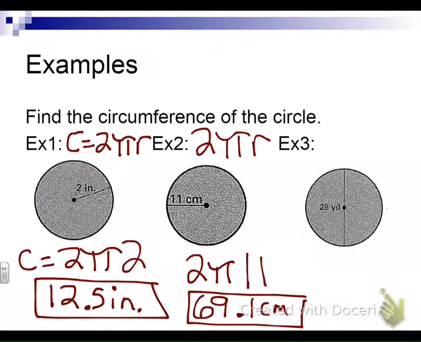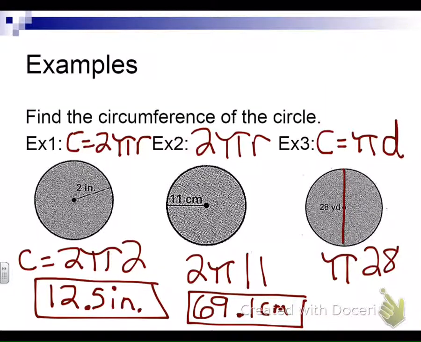Using 2 pi r? No. Circumference equals pi times what, David? Oh, I put diameter. It's going straight across. So, in your calculator, you're going to type pi 28. And then it'll give you your answer, which is what? 87.9 yards.